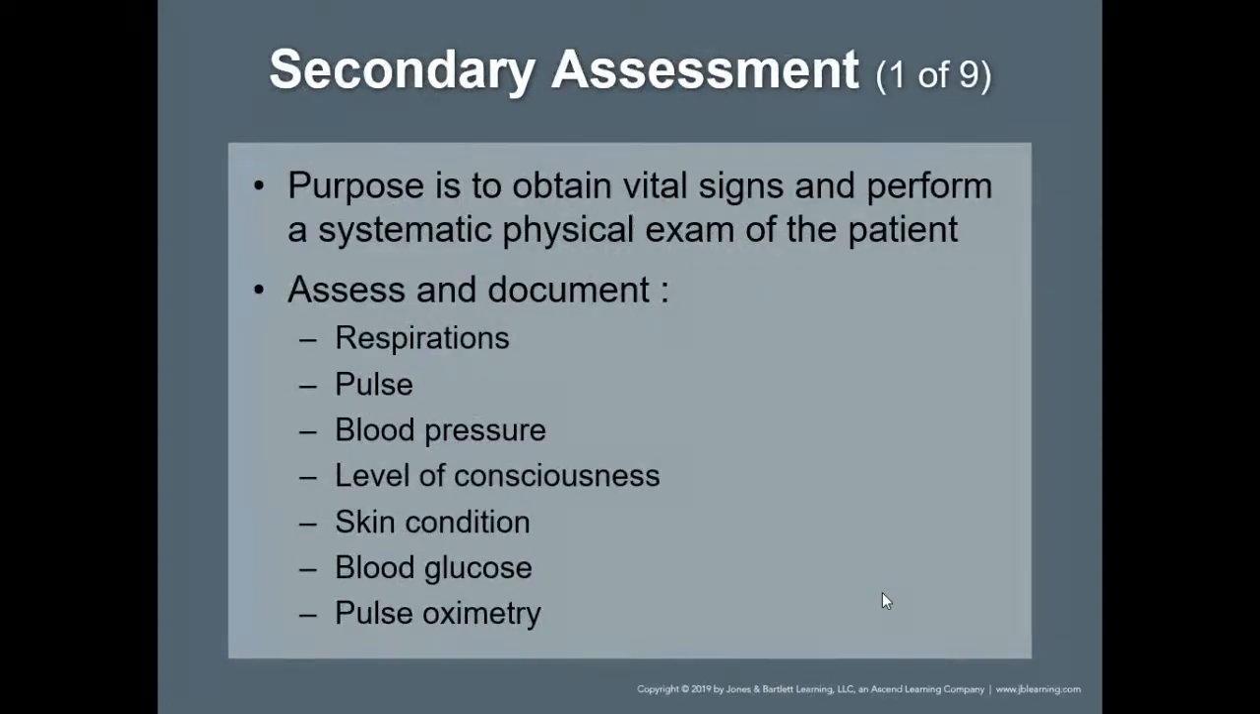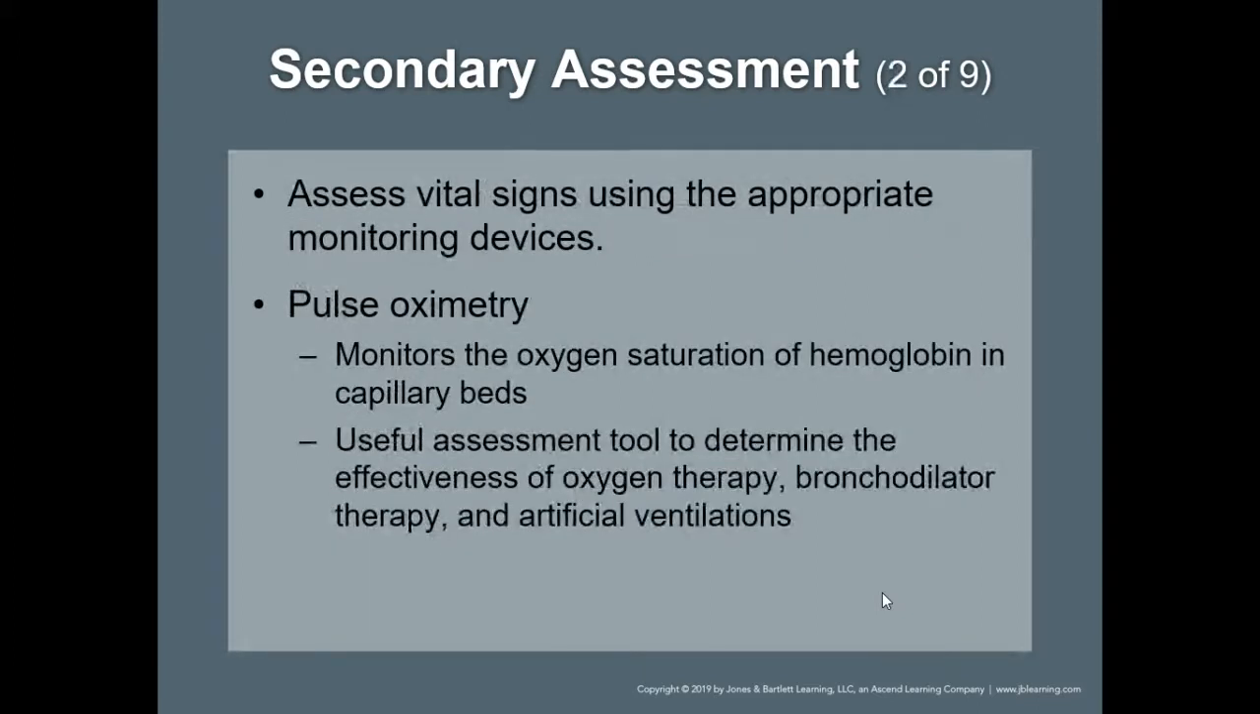Once we have completed the history taking phase of the assessment, the next phase is going to be your secondary assessment. The purpose is to obtain your vital signs and perform a systematic physical exam of the patient to discover things that may have been overlooked because you were too focused on your primary survey. Assess and document respiration, pulse, blood pressure, level of consciousness, skin condition, blood glucose, pulse oximetry, and end-tidal CO2. Assess vital signs using appropriate monitoring devices.